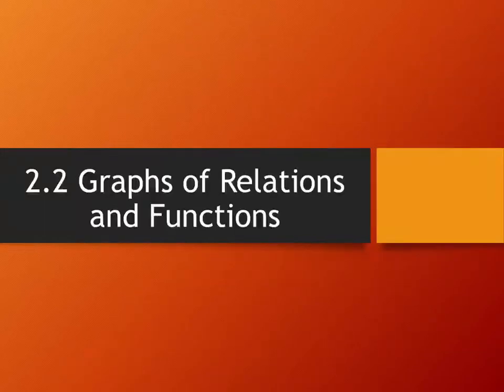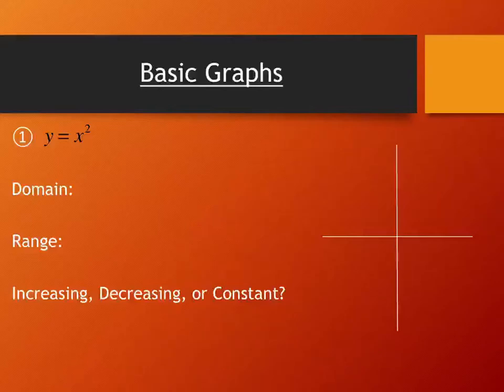Section 2.2, we're going to look a lot at graphing. And we're going to continue our discussion of domain and range and functions that we talked about in 2.1. And we're going to add one additional piece of information onto that. For starters, we're going to be looking at 7 basic graphs.